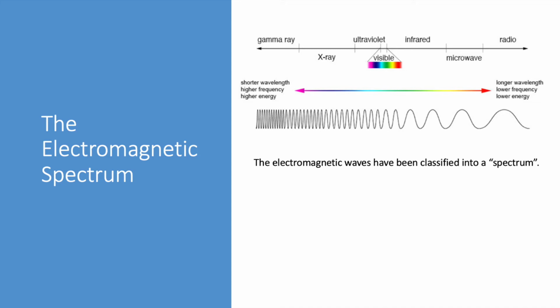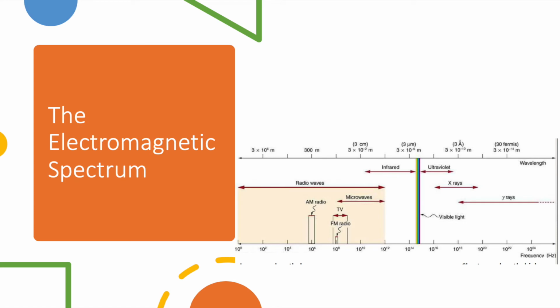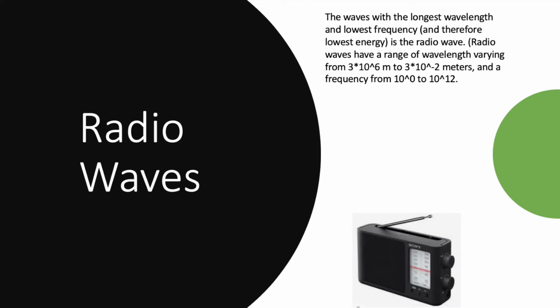This next slide goes a little bit more into depth on the electromagnetic spectrum. In the image, we see the differing wavelengths and frequencies that correlate with each type of wave. The first type of wave is radio waves. This is the wave with the longest wavelength and the lowest frequency, and therefore the lowest energy. Radio waves have a wavelength range varying from 3 times 10 to the 6th meters to 3 times 10 to the negative second meters, and a frequency from 10 to the 0 to 10 to the 12th.